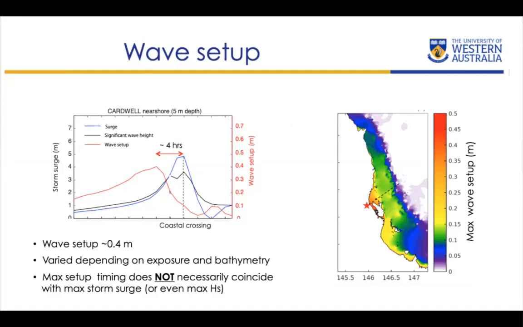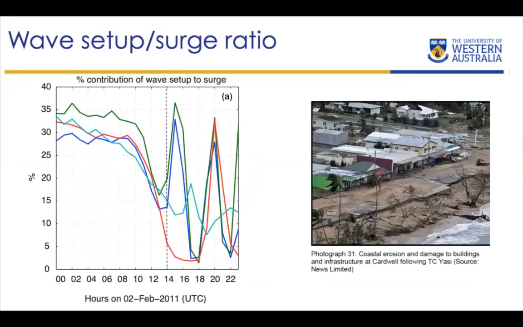So timing is important. The percent contribution of wave setup to surge is shown here. On the y-axis, the percentage of surge that's attributable to the wave setup is between around 15 to 35%, reduces as the storm arrives because of the large storm surge, and then goes a bit wacky after that. And that arrival of the storm is the dashed line.